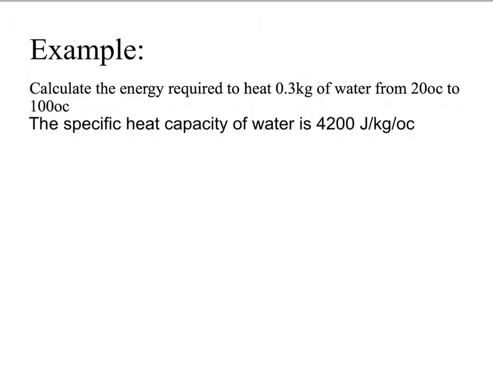Now I'm going to write symbols for short, so we're going to have the energy equals the mass times the specific heat capacity times the change in temperature. Now this triangle here, in case you haven't seen that before, is just a shorthand way of writing change in. Now the next thing we do is substitute in our values. So underneath we can write in the value for the mass, which is 0.3 kilograms.